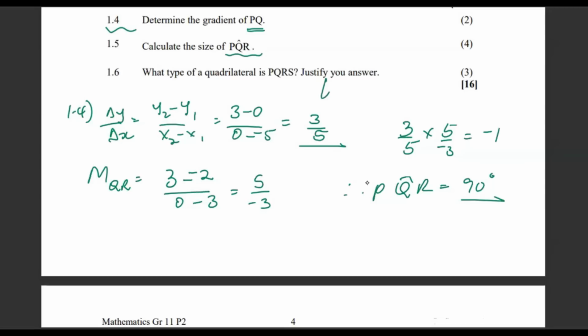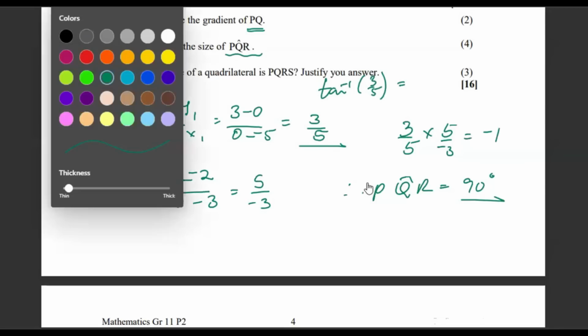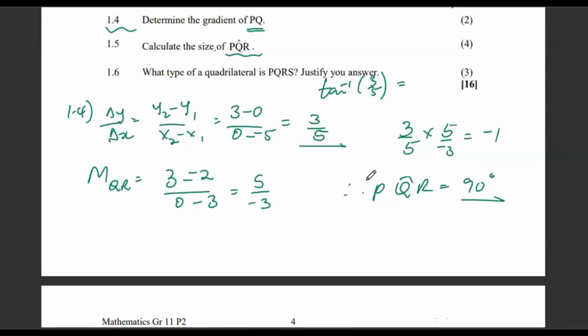Find the arctan of 3/5. What do we get? Let's see, we're saying shift tan of 3/5. That gives me 30,96. And then the shift tan of negative 5/3.